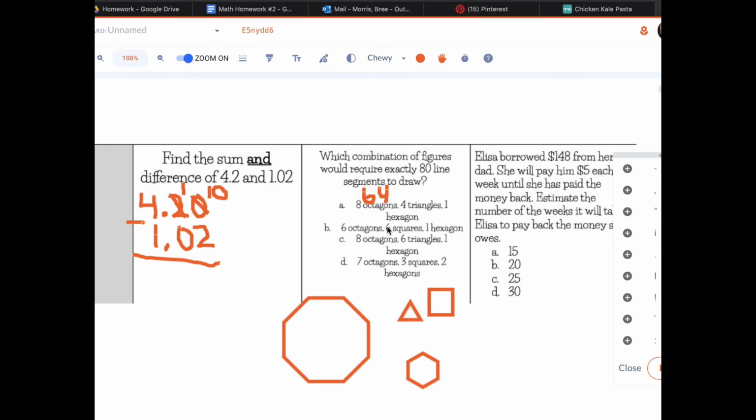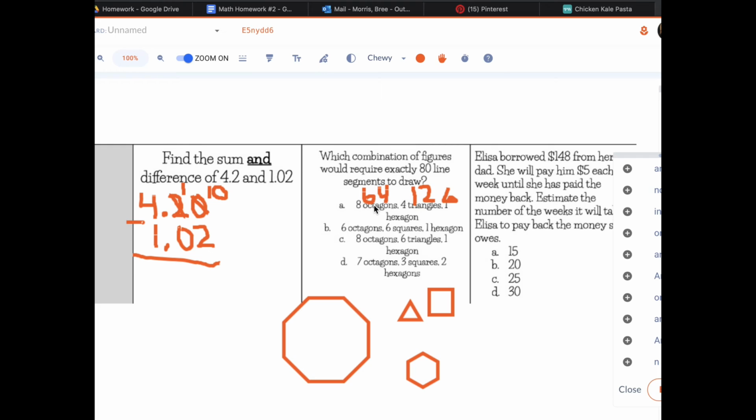Okay, then I'm going to look at my triangle. 4 triangles times 3 sides is 12. And then my hexagon has 6 sides. So then I'm going to add these up. 64 plus 12 plus 6 is going to give me 82. I'm looking for the answer option that gives me 80 line segments. So A is not going to work for us.